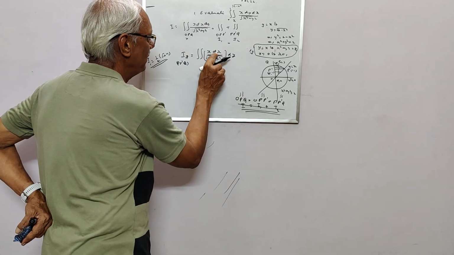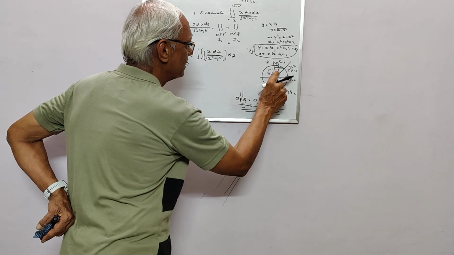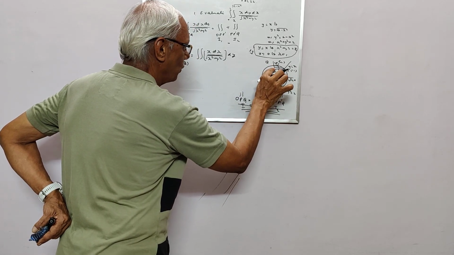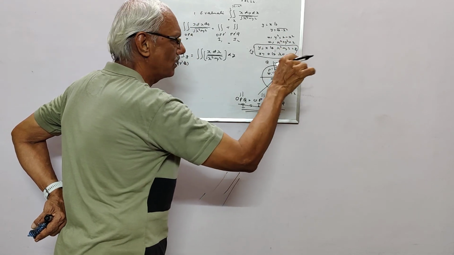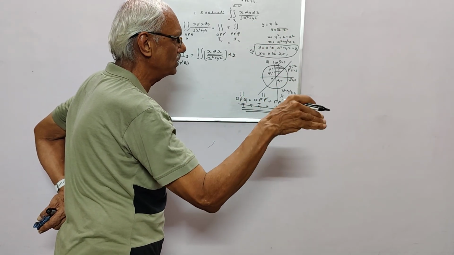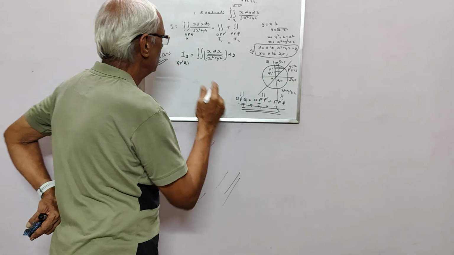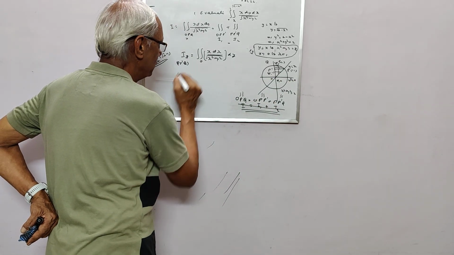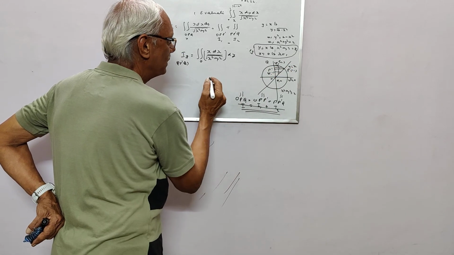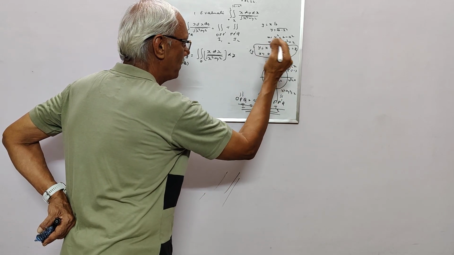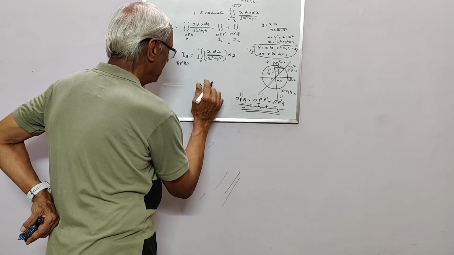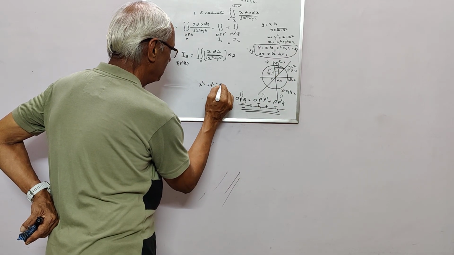Now you have to fix the limit for x. In this domain, x starts from 0 on the y-axis and goes and dashes against a point on the curve, namely x squared plus y squared is equal to 2, which is a circle. What is that circle? x squared plus y squared is equal to 2.